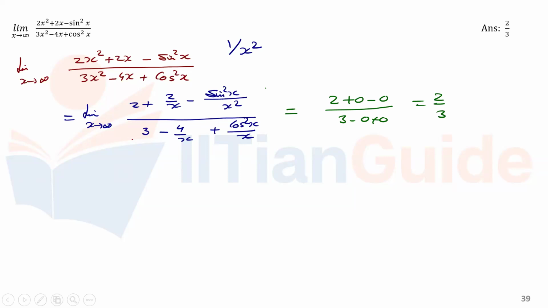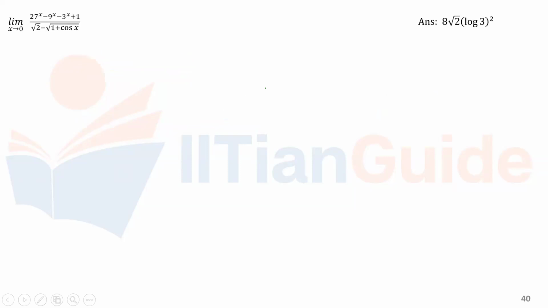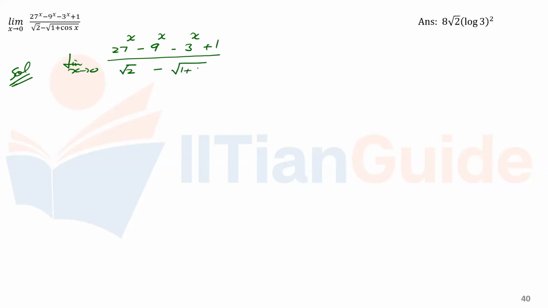Wait a minute. These things are small, but we should keep them in mind, since we end up needing them. We have this question. We need to solve it. We are having limits x extending to 0 of 27 power x minus 9 power x minus 3 power x plus 1, everything divided by root 2 minus root of 1 plus cos x. This is to be solved. Tell me how we will do it.